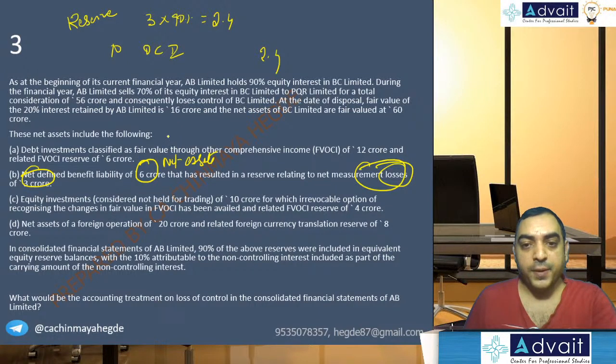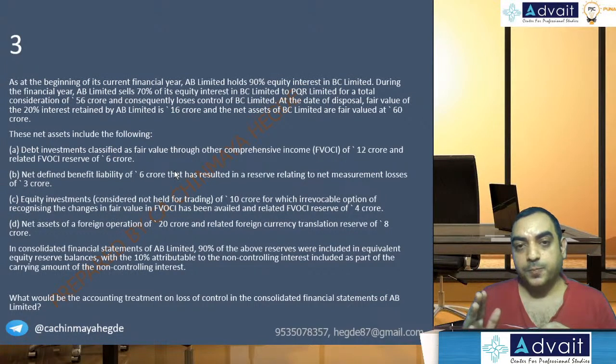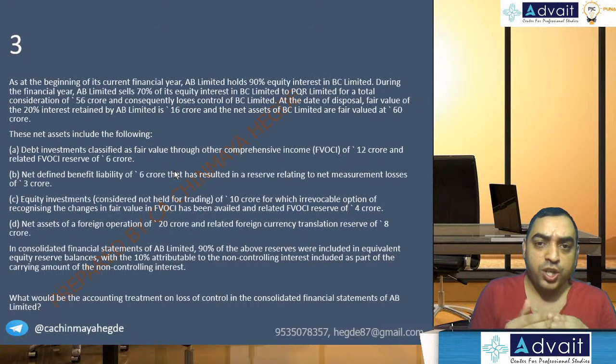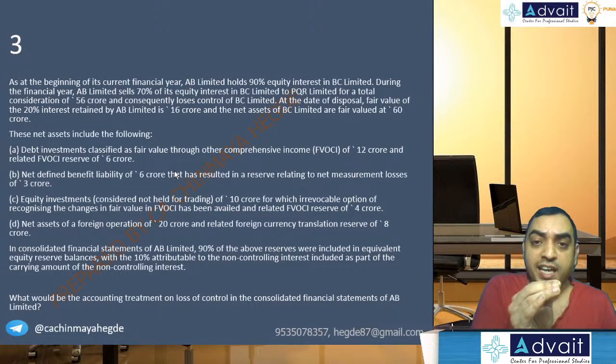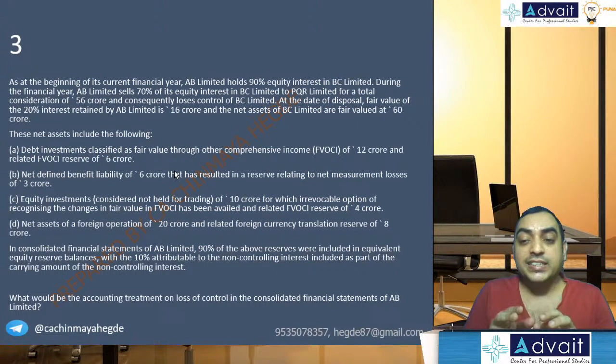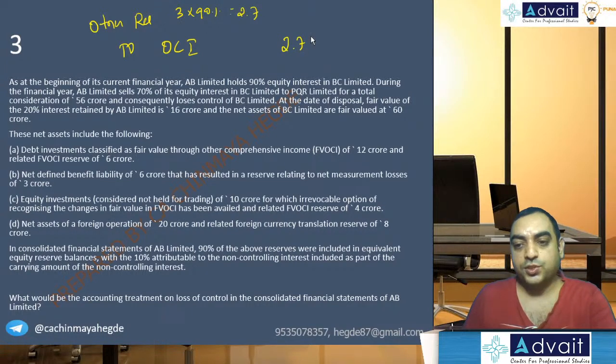Okay, so I'll just repeat once more. Remeasurement loss is not to be recycled. So instead of transferring it to P&L account, you transfer it to other reserves. Normal journal entry should be like the previous one: OCI account debit to other reserves. But this is a loss. Therefore, the journal entry will be other reserve account debit to OCI remeasurement. Remeasurement reserve, which is 3 crores into 90%, which is 2.7 crores.